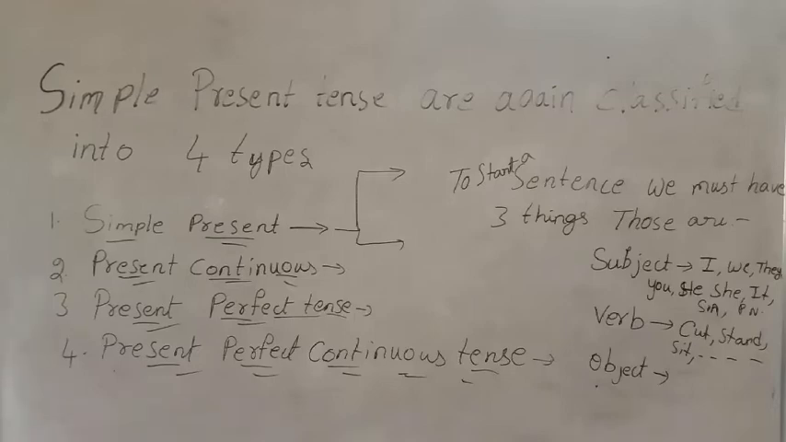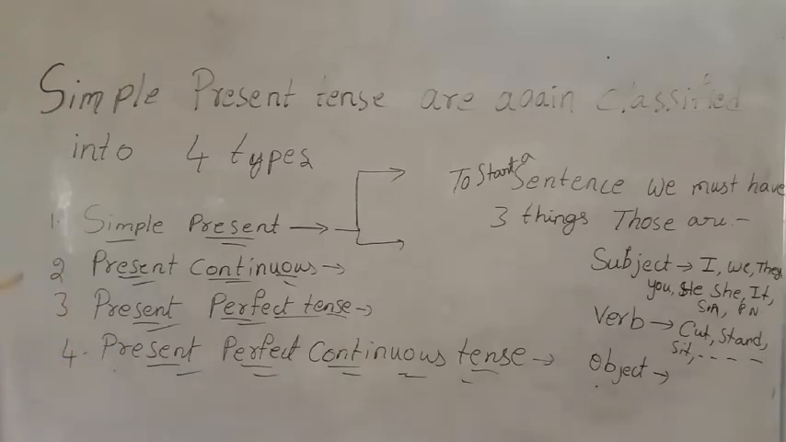I take a cup of tea. Here I represents the subject, take represents the verb, and what I is going to do, I am going to take a cup of tea. A cup of tea can be taken as the object. So with these 3 things, a sentence can be framed. What must a sentence have? It must have subject, verb, and object.